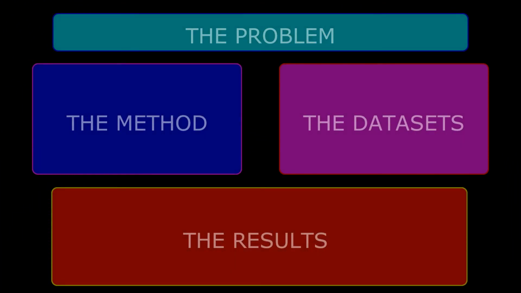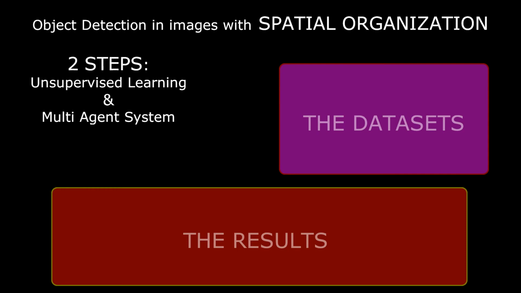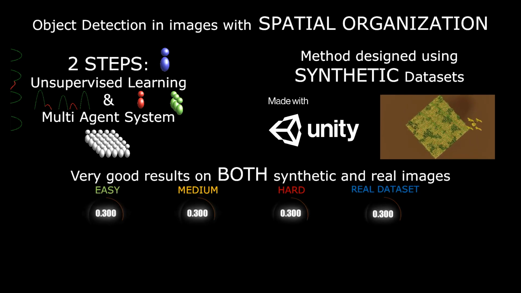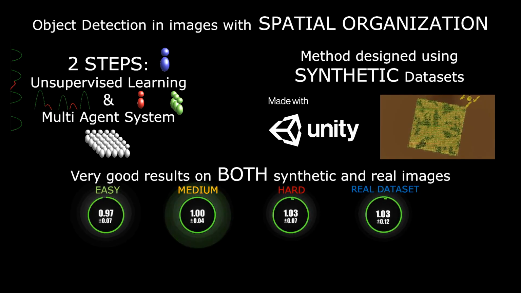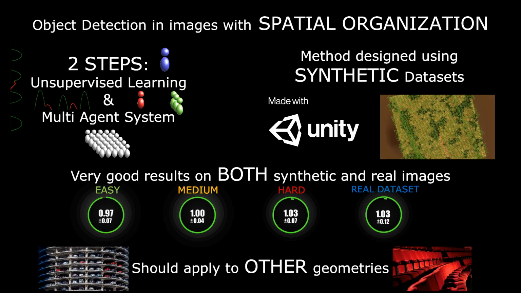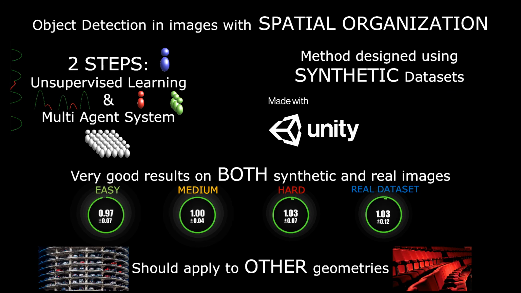In this work, we built a method aiming at counting objects that are spatially organized in images. The method is based on 2 steps involving unsupervised learning and a multi-agent system. It was designed using synthetic datasets and further tested with another batch of synthetic datasets as well as real images. In both cases, the method seems to be on par with or to fare better than state-of-the-art methods. Although we use plant counting as a case study, the framework of the method should also apply to other geometries as long as it is correctly implemented in the multi-agent system.